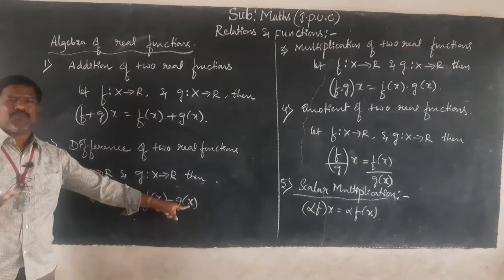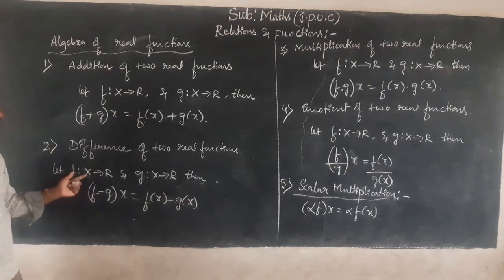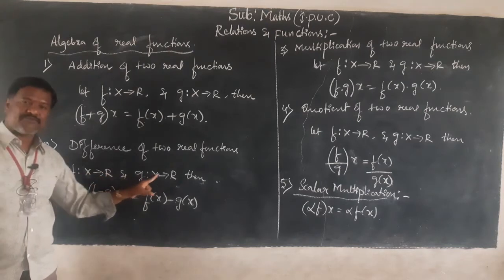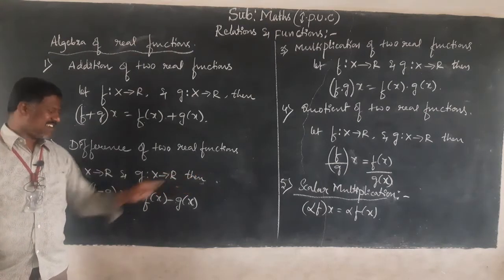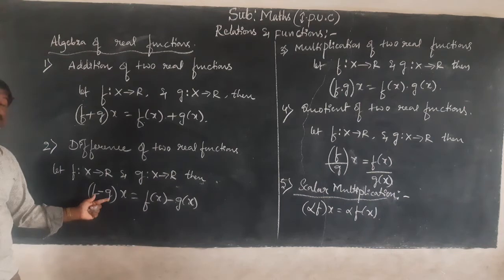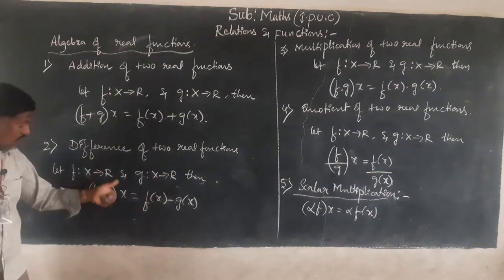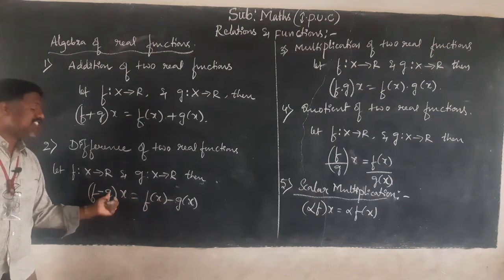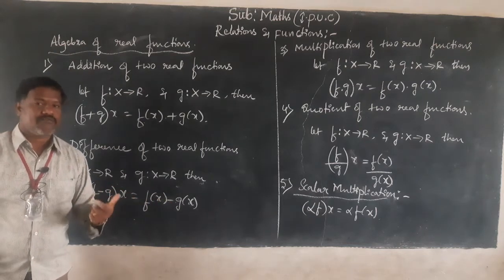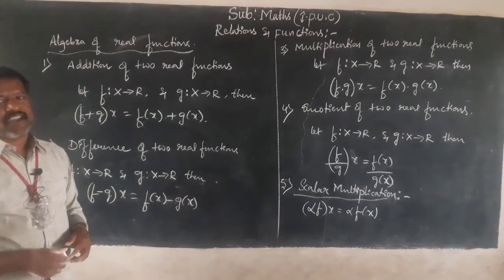See children, how simple the concepts are. For f of x and g of x, f minus g of x is equal to f of x minus g of x.